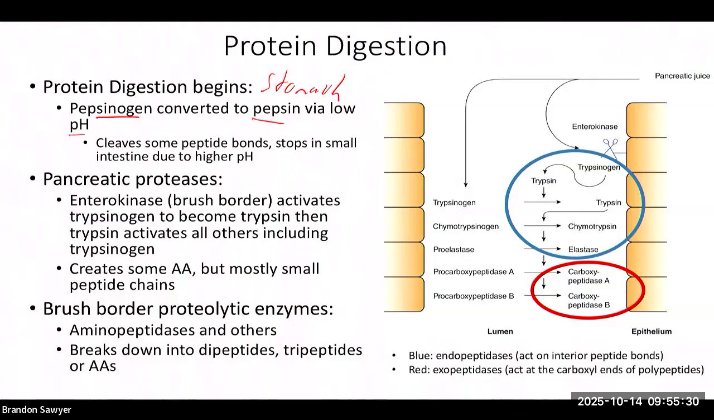Again, our long chain of amino acids are all held together via those covalent bonds, peptide bonds. That's the primary structure of a protein. Some of those are going to get cleaved. But by the time the chyme gets to the small intestine, the pepsin stops working because of the pH.